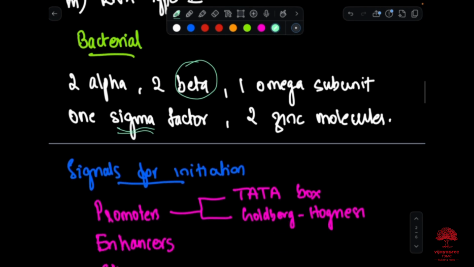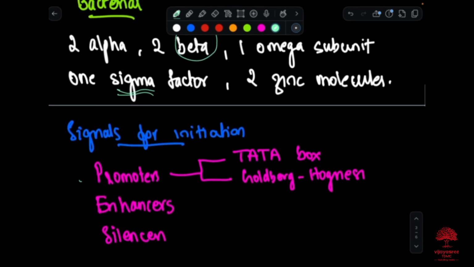Now looking at the signals for initiation, we have promoters, we have enhancers, and we have silencers. So the promoters, depending upon whether the organism is a prokaryote or eukaryote, are different. So for prokaryotes, it's a Tata box, and for eukaryotes, it's the Goldberg-Hogness box. Now enhancers, as the name suggests, will increase the rate of transcription and silencers will be decreasing the rate.